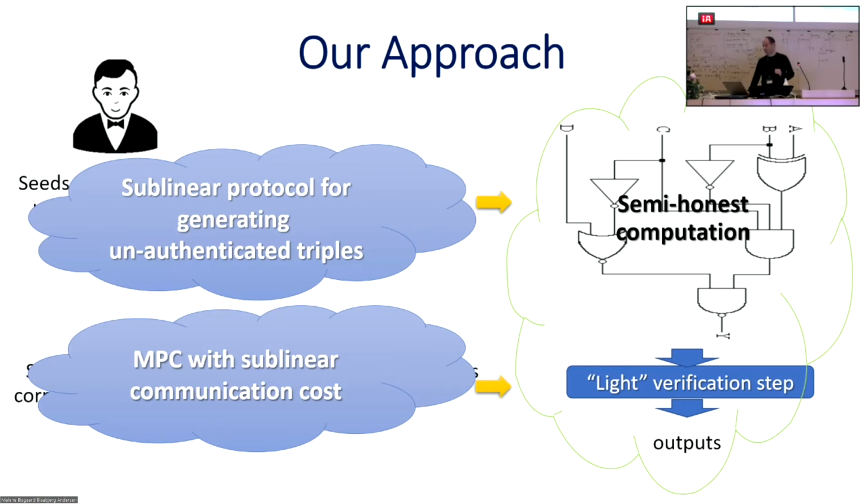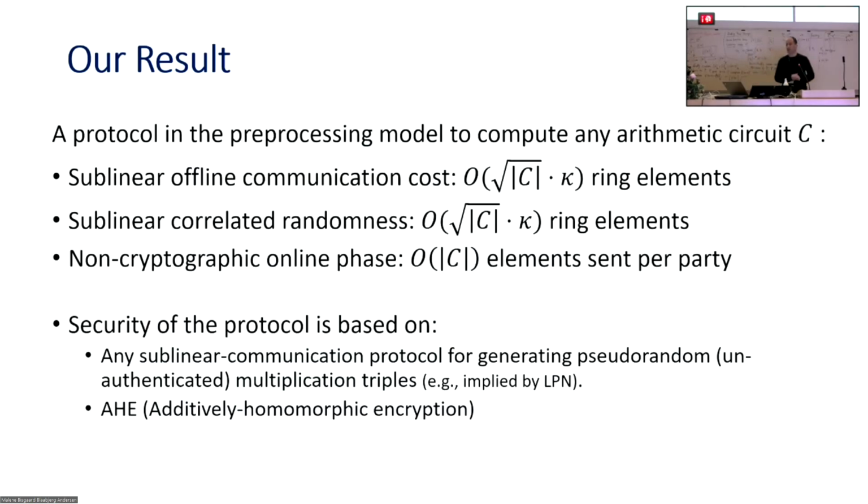So what do we get, right? If we summarize our results, what we get here is a protocol in the preprocessing model to compute any arithmetic circuit with sublinear offline communication cost, which is square root in the size of the circuit, a sublinear amount of correlated randomness, and an information theoretic online phase. As before, the security of the protocol is based on any sublinear communication protocol for generating unauthenticated Beaver triples. And for the second part, what we need is basically only additively homomorphic encryption. So this is the result.